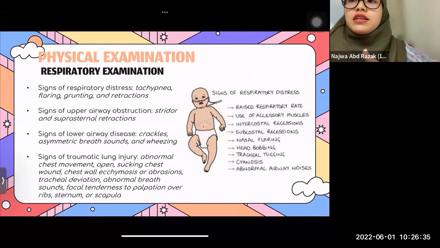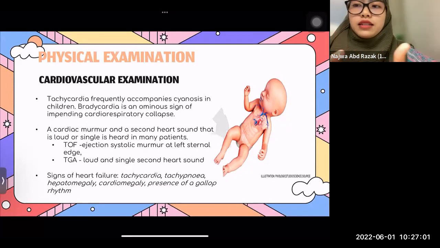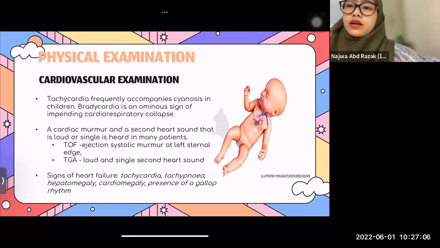So for cardiovascular examination, tachycardia frequently accompanies cyanosis. However, if bradycardia is present, it is usually a bad sign of impending cardiorespiratory collapse. The next thing that we must look for is murmur, because certain conditions are associated with specific murmurs. For example, TOF has an ejection systolic murmur at the left sternal edge, and TGA has a loud and single second heart sound. And another thing we must look for is the heart failure signs.